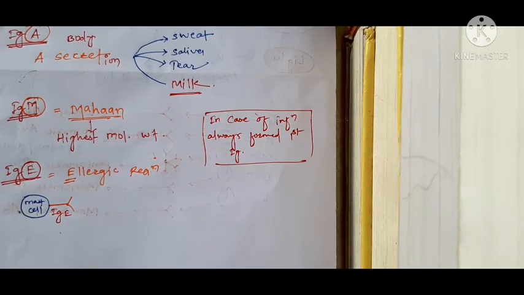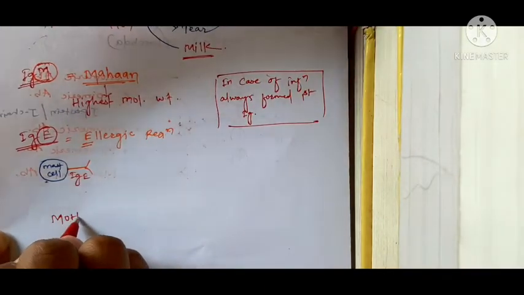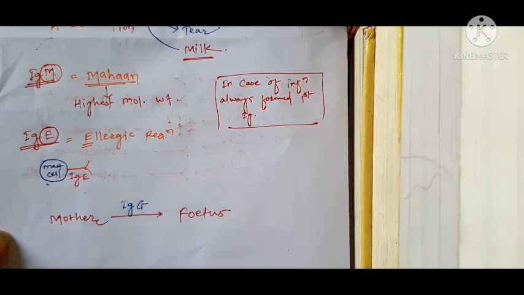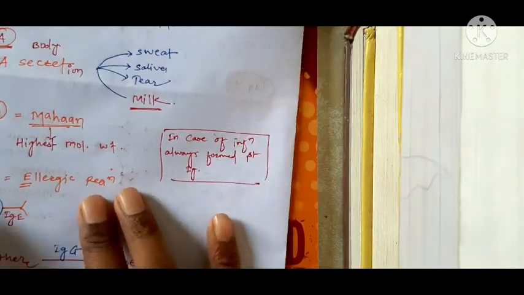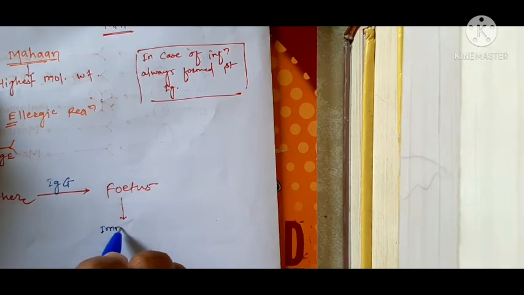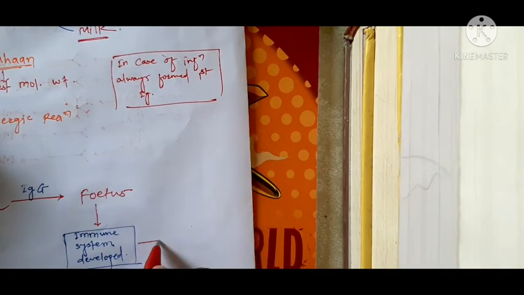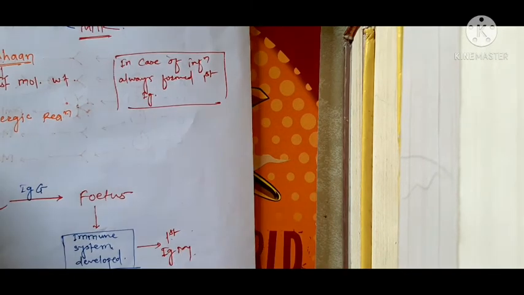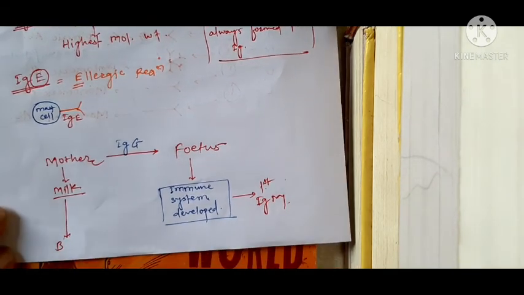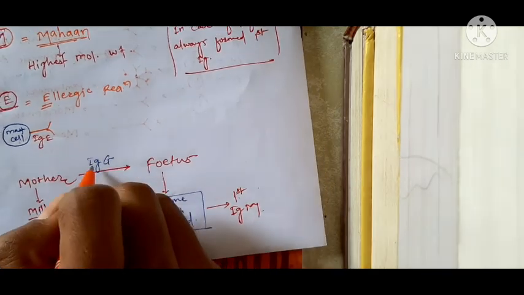So we recall that from mother to fetus, the immunoglobulin that crosses is immunoglobulin G. In the fetus there is no immune system produced, but when the immune system starts producing, the first produced is immunoglobulin M. And from mother's milk to the baby, the one responsible is immunoglobulin A. Okay friends, thank you.